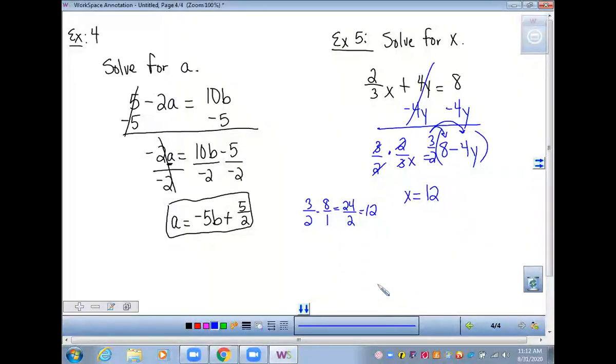We're going to have minus. Then I have to do 3/2 times 4y. Again, you could think of that as over 1. What's 3 times 4? 12. So this is going to be 12y. What's 2 times 1? And 12 divided by 2? So this is going to be 6y. So there we go. x equals 12 minus 6y.